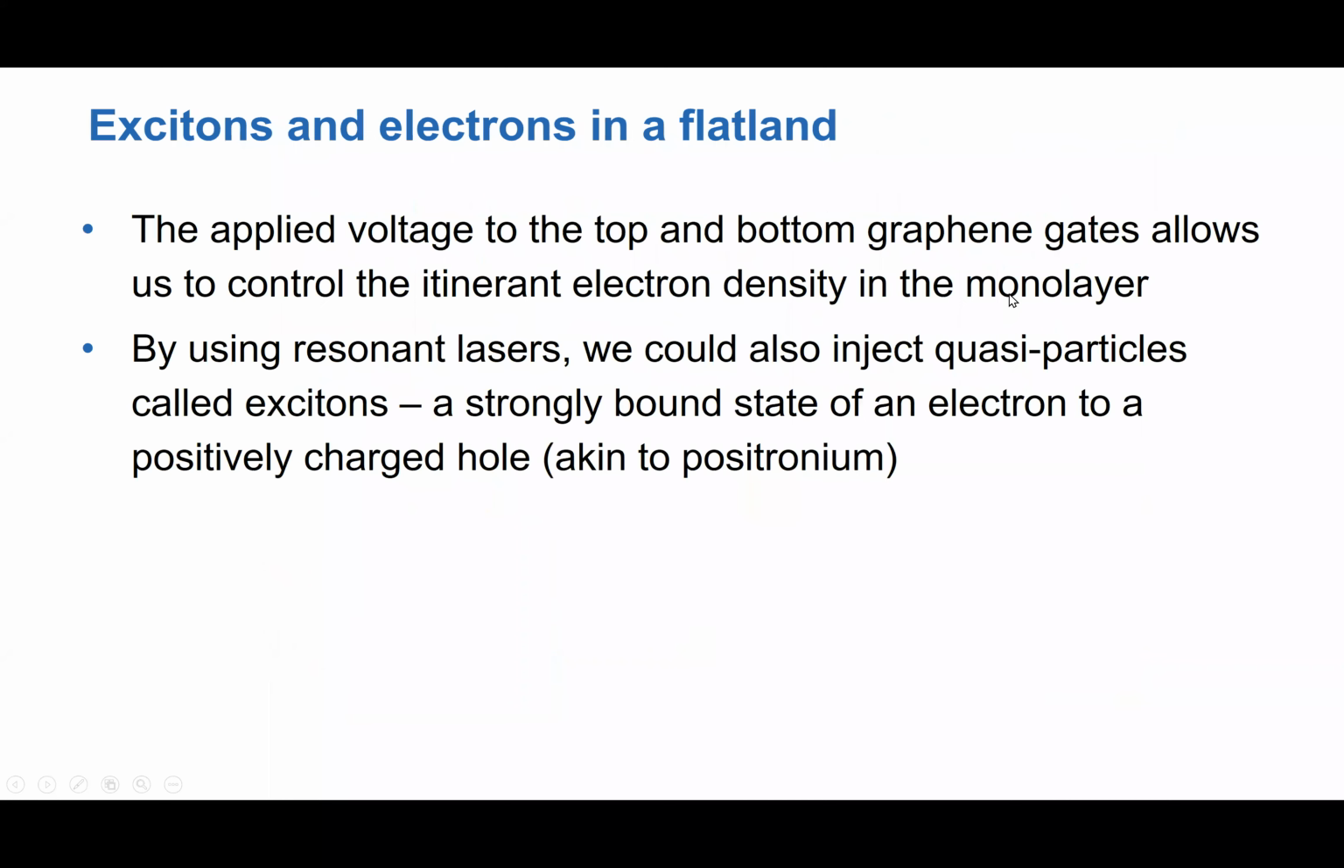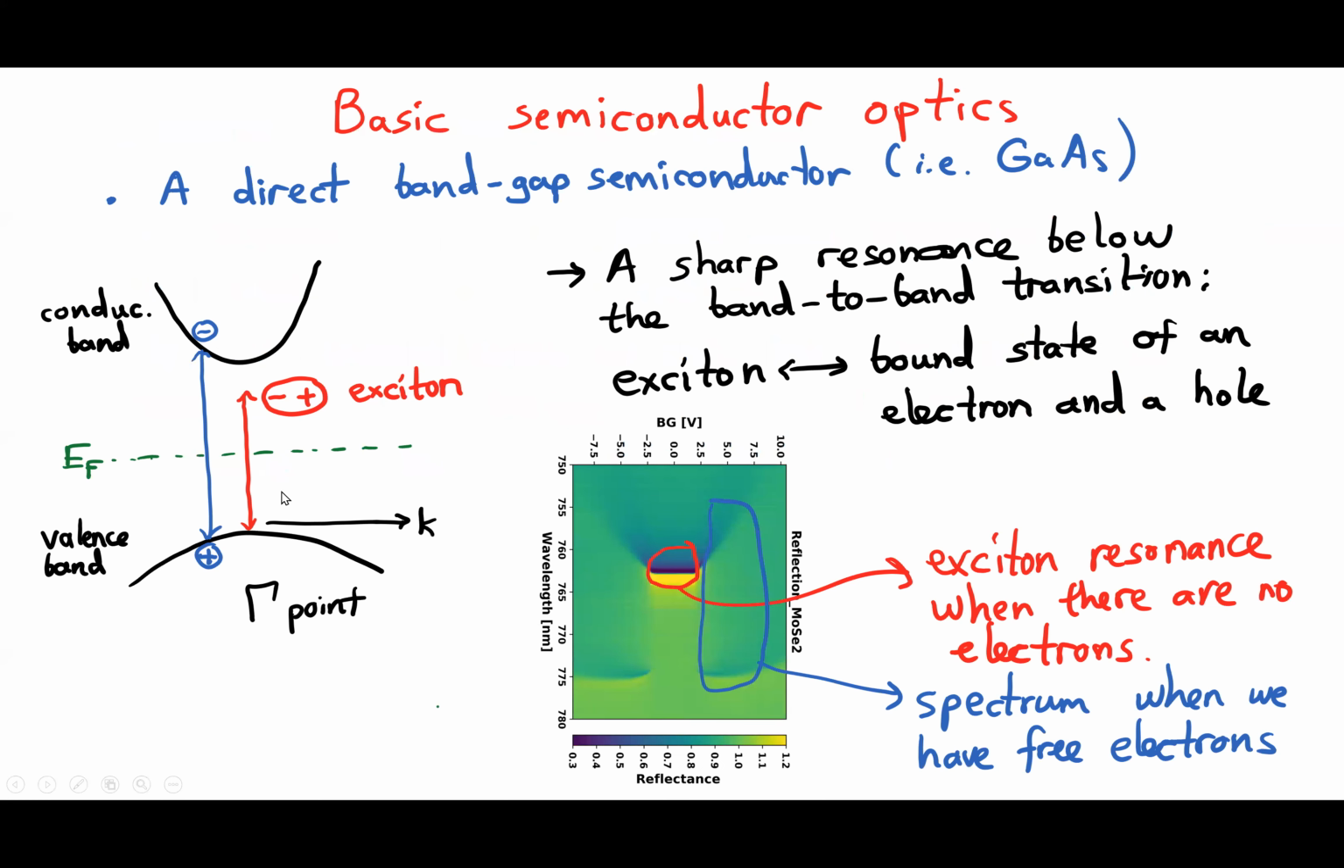So that's a standard tool in this field. Now, by using resonant lasers, we could inject another kind of quasi-particles, and these are neutral excitons. An exciton is a bound state of an electron to a positively charged hole, and it's similar in many ways to a positronium, albeit with a much smaller energy of the photon upon recombination.